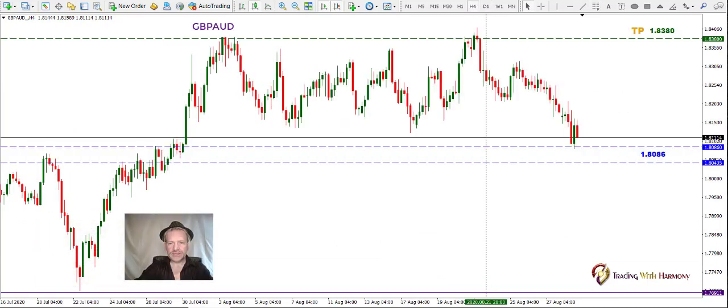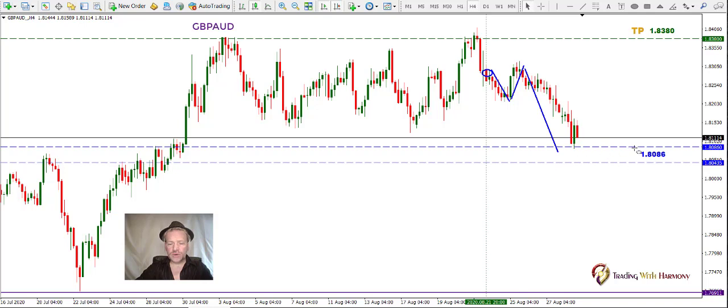So we can see here last week we finished at this point here, and what I was talking about was that I was looking for a bit of a pullback and then to come up and hit our TP, which it didn't. It did come down, but just not enough power to come up and hit our TP. So we got a deeper pullback into this structural level that I was talking about.